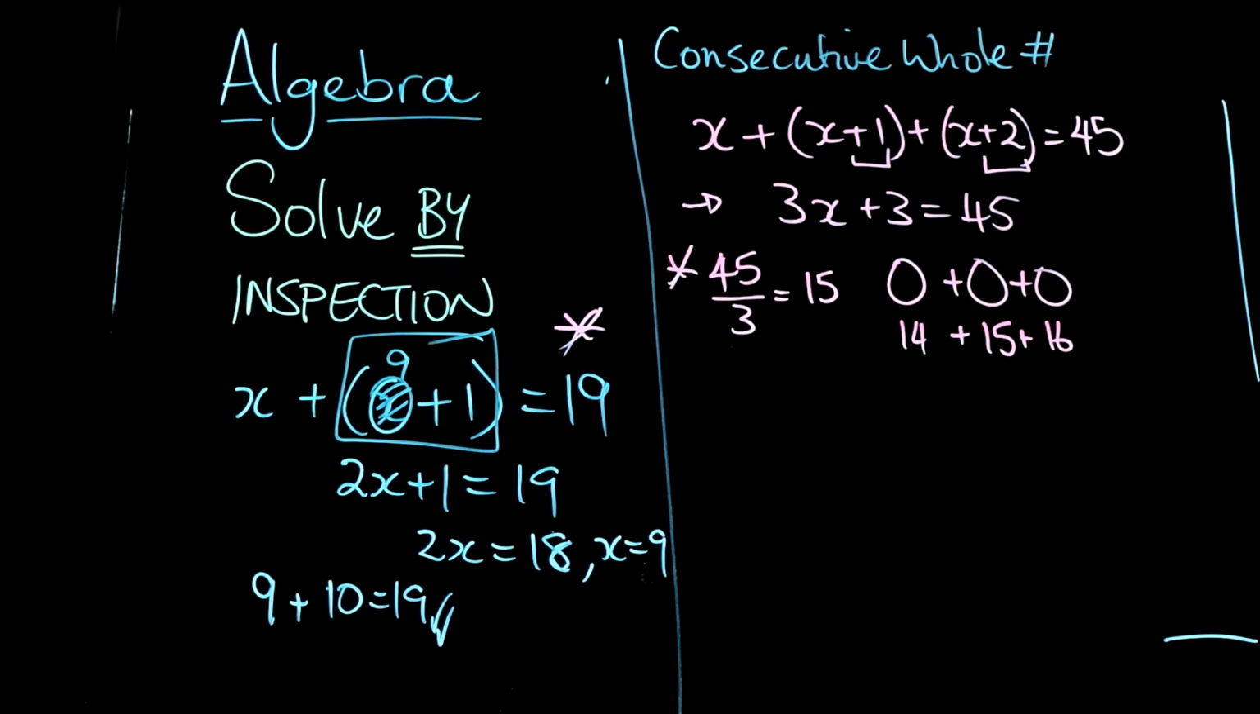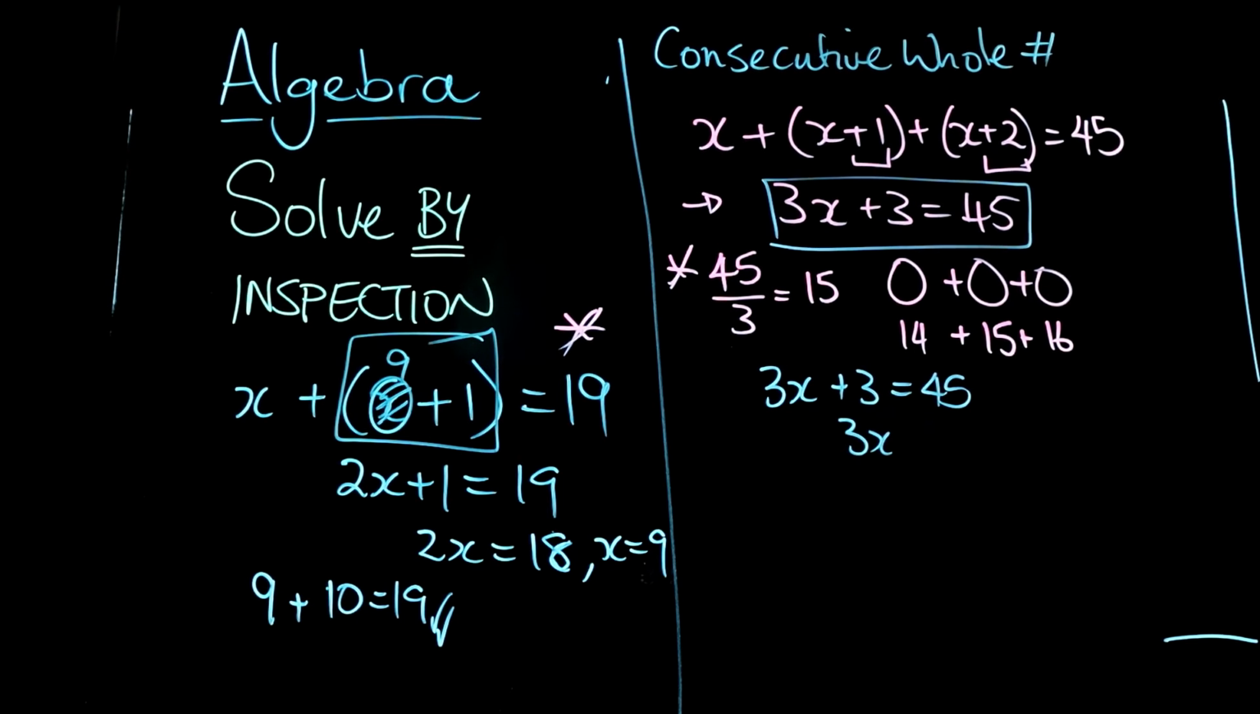But let's maybe take this idea out of here and use inspection to solve this. 3 times something plus another 3 is equal to 45. Now, what does that mean? If I'm thinking I'm adding 3, so why don't I just think about this as 3 times something equals 42.